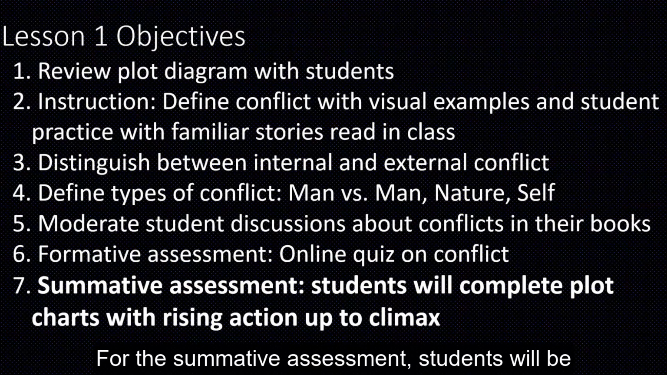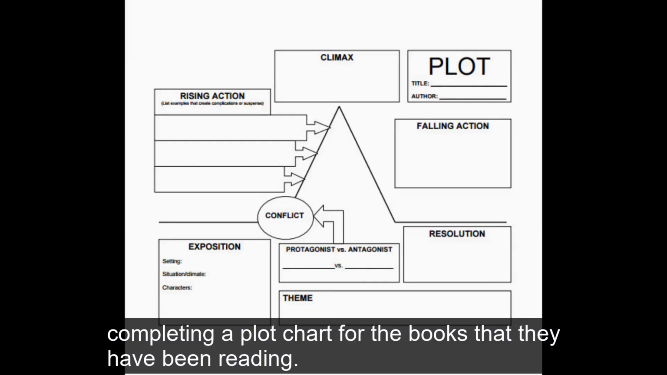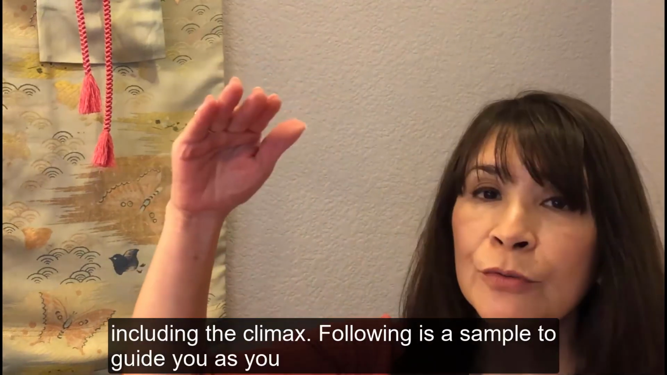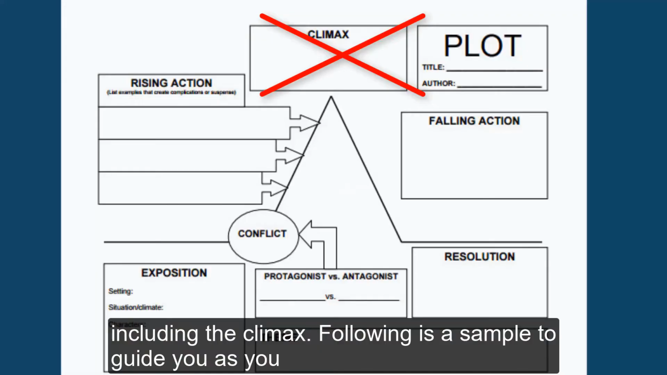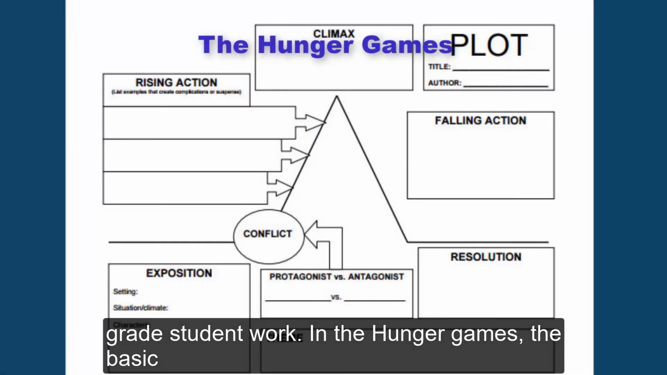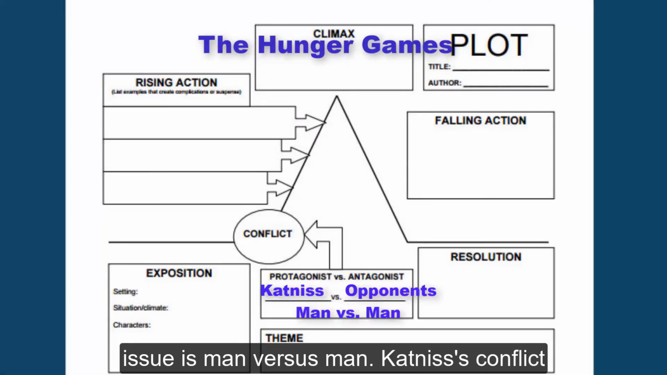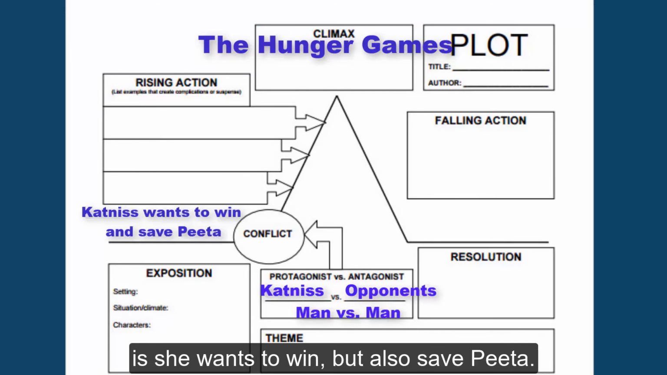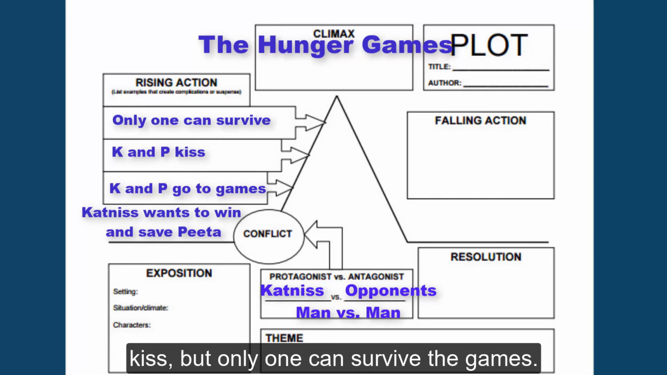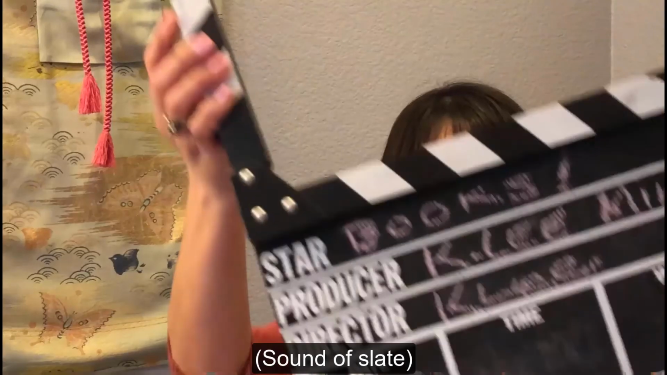For the summative assessment, students will be completing the plot chart for the books that they have been reading. Have them fill it out with the rising action up to, but not including, the climax. Following is a sample to guide you as you grade student work. In the Hunger Games, the basic issue is man versus man. Katniss's conflict is she wants to win but also save Peeta. In the rising action, they go to the games. They begin their romance when they kiss, but only one can survive the games.